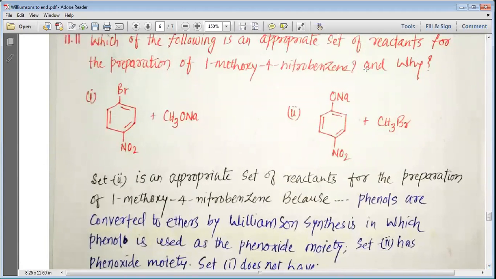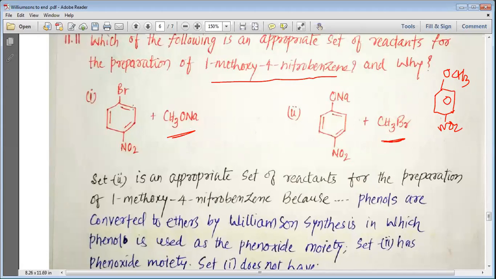Now the next question. Which of the following is an appropriate set of reactants for the preparation of 1-methoxy 4-nitrobenzene? You know, this is the compound, 1-methoxy 4-nitrobenzene. Now which one will give us the exact product? That is what we want to know. Here we have CH3ONa, here we have CH3Br.